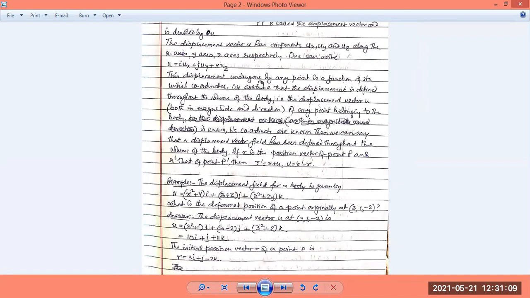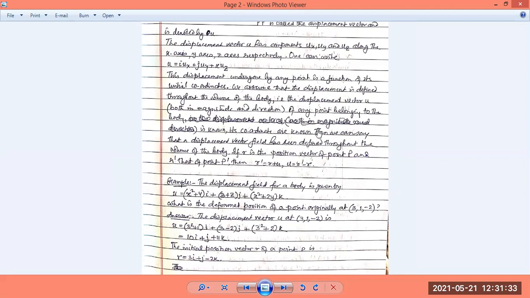This displacement undergone by any point is a function of its initial coordinates itself. What is this given here? It depends on the function of its initial coordinates. So displacement is starting from the point P, which has a specific coordinate. So the displacement definitely depends on the position of P, meaning the initial coordinates of P itself.